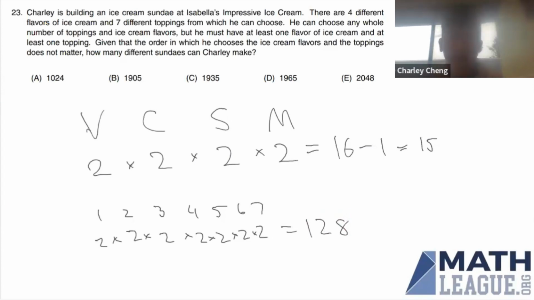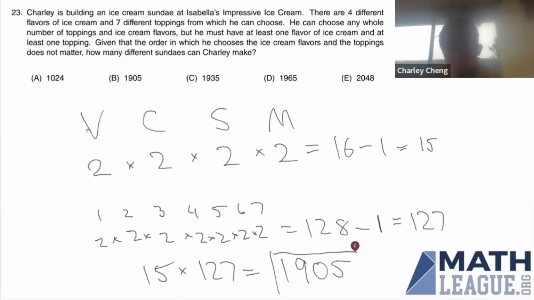And then once again, the question says that we must choose at least 1 topping. So we can't choose all no, so we have to remove that case again. And this gives you 127 possibilities for the toppings. And then if we want to find how many combinations of ice cream flavors plus toppings, we would multiply these 2 numbers together. So our final answer would be 15 times 127. And if we do the math, I believe we should get 1,905. And that perfectly lines up with our answer choice B.